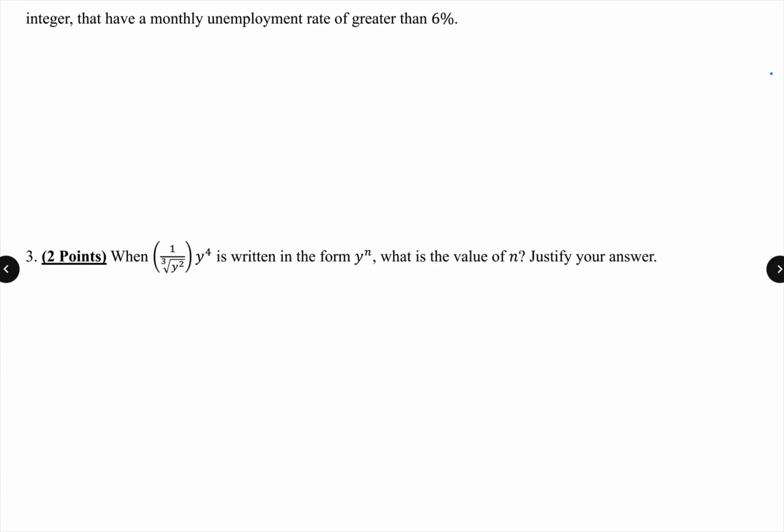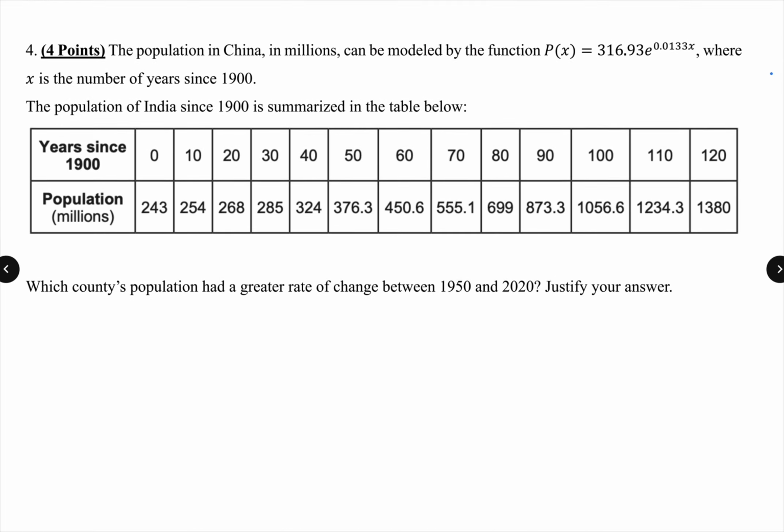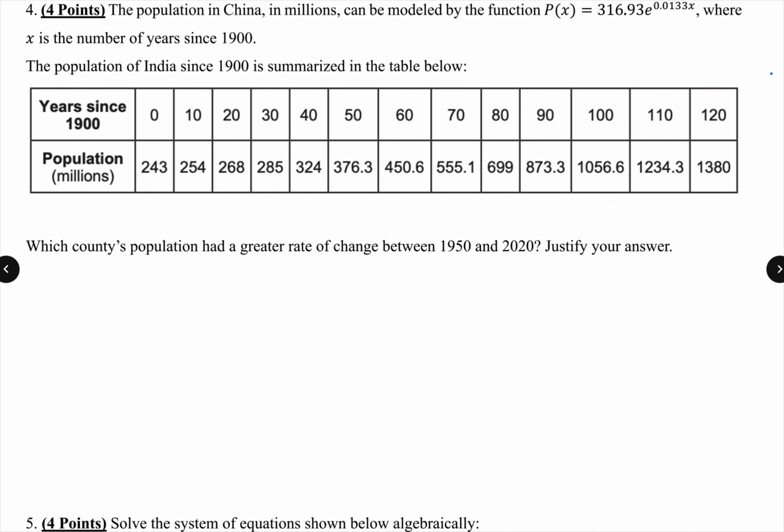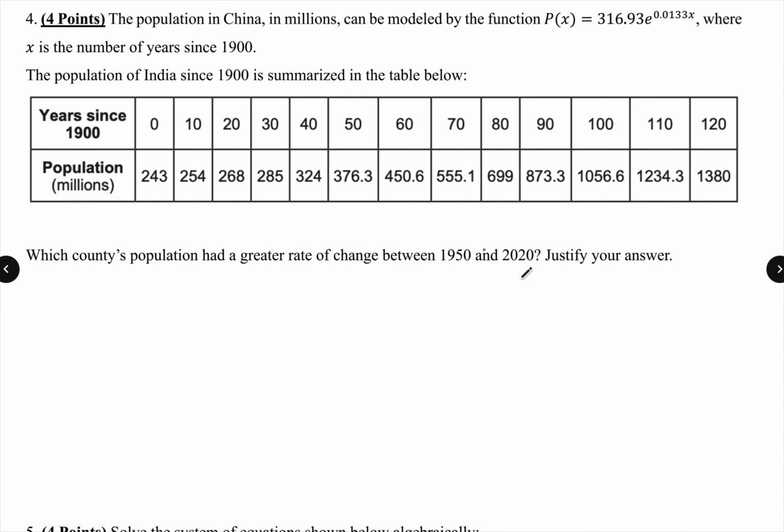Moving on. Number 4. This is a 4-pointer, but one that I don't think is bad. What are they looking for? They're giving you the population in China by this function, and the population of India by this table. What are we looking for? Which country's population had a greater rate of change between 1950 and 2020?